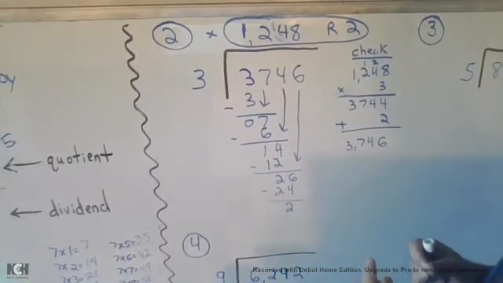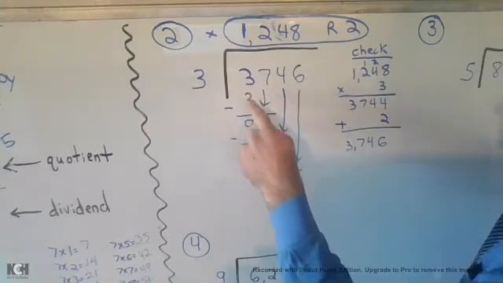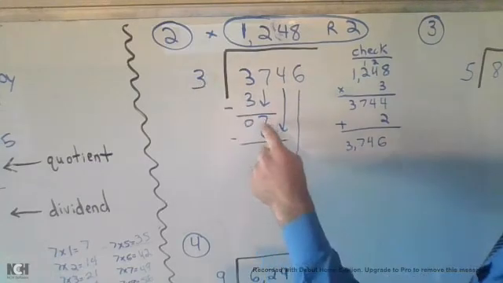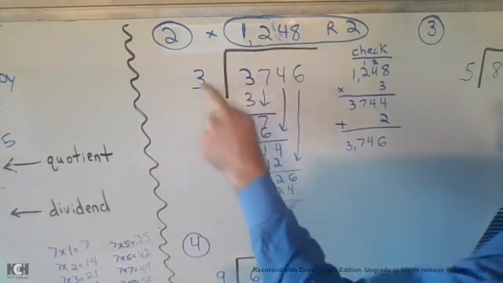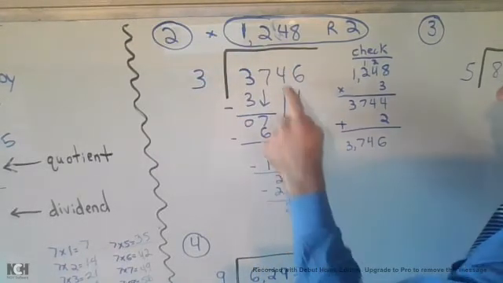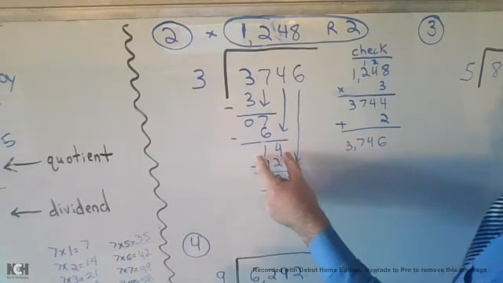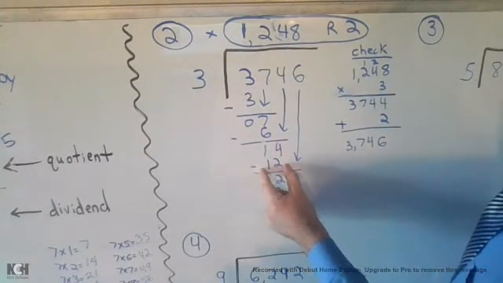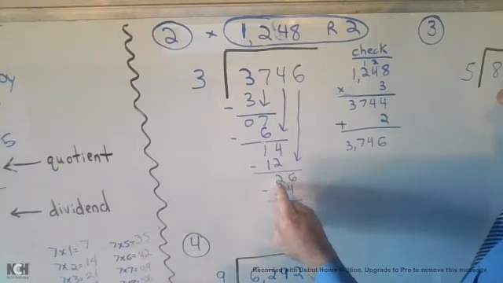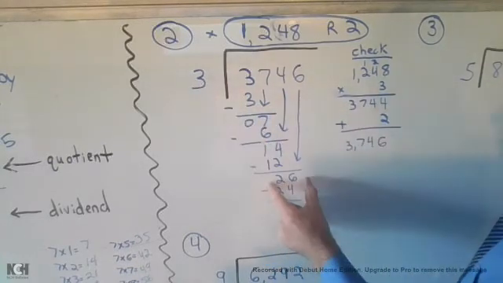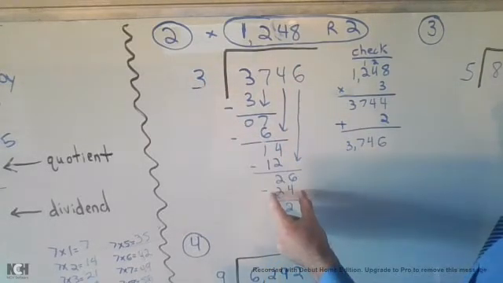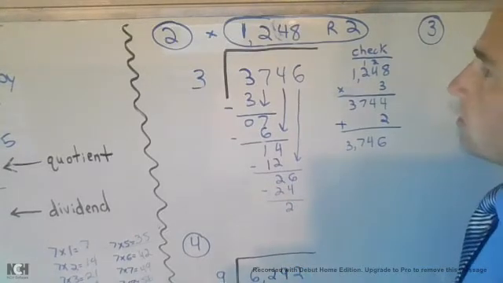1,248 remainder 2. So 3 went into 3 one time. 1 times 3 equals 3. 3 went into 7 because I brought down the 7. And it goes in 2 times. 2 times 3 gave me 6. Subtract, you get 1. Bring down my 4. Now I have 14. 3 goes into 14 4 times. 4 times 3 gives you 12. I subtract, I get 2. Bring down my 6. 3 goes into 26 8 times. 8 times 3 gives you 24. You subtract and you get 2 as your remainder.